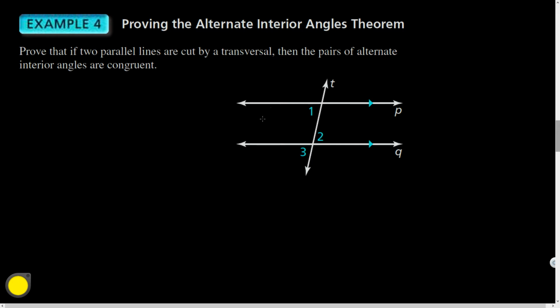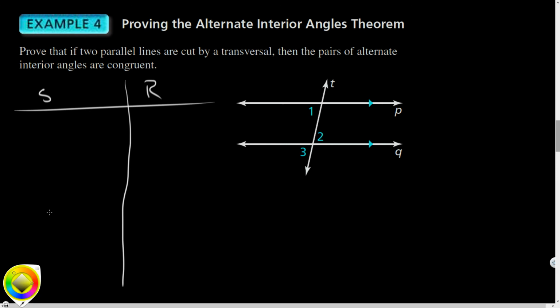So they've given us a sketch, given information. Let's set up a two-column proof. I don't want my two-column heading to just become that line. That wouldn't be helpful. So here we go. Statements, reasons. I'm going to say P is parallel to Q. Why is that true? Given. You could also say T is a transversal, but it doesn't matter.